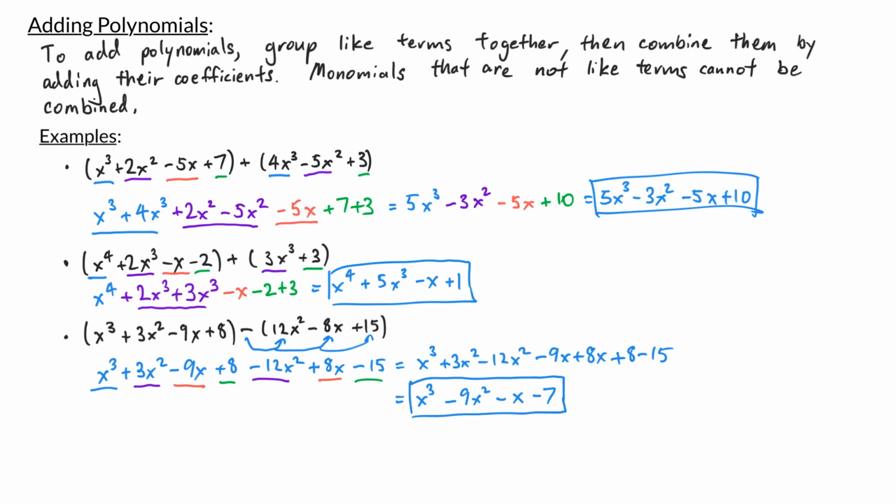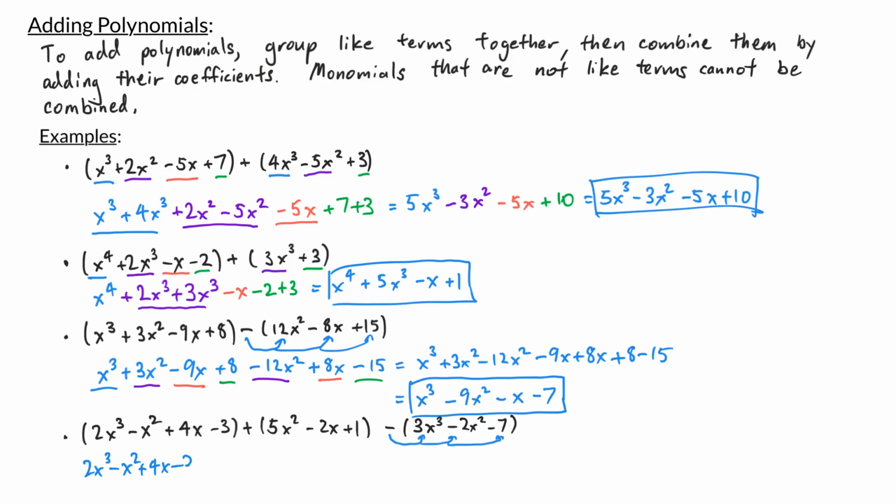Let's do one last example. So here we have the combination of three polynomials. 2x cubed minus x squared plus 4x minus 3 plus the polynomial 5x squared minus 2x plus 1, and then we're subtracting 3x cubed minus 2x squared minus 7. Again, the first thing I'm going to do is bring the negative sign inside the parentheses to each of the terms. So I can rewrite my expression as 2x cubed minus x squared plus 4x minus 3 plus 5x squared minus 2x plus 1, and then minus 3x cubed.